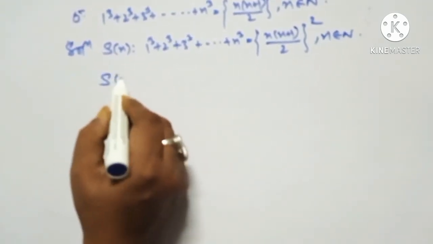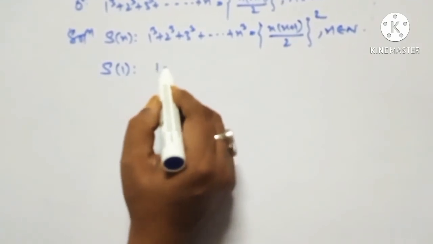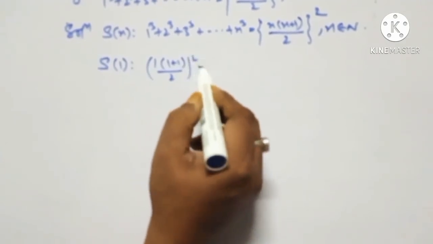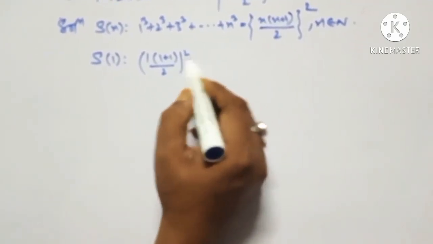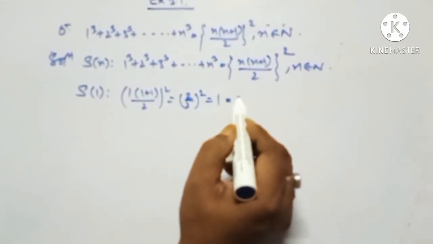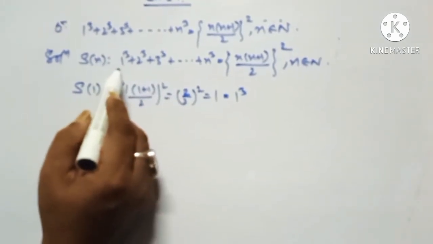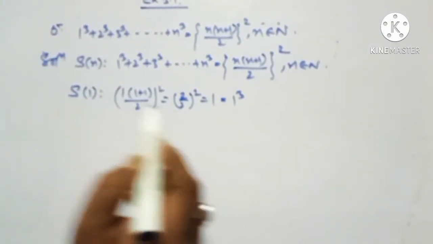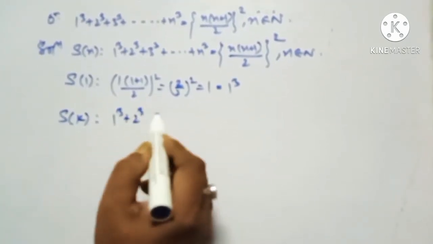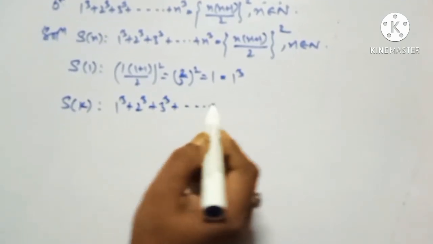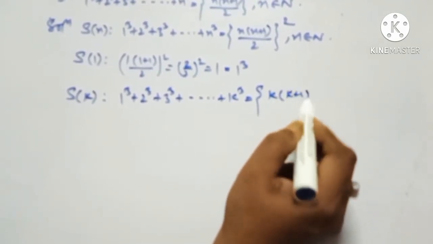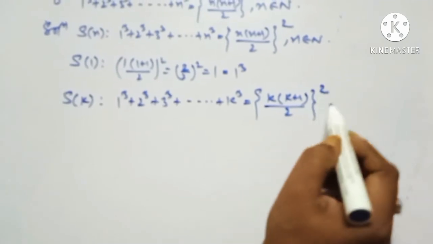So first of all I am going to try for 1. Here 1 into 1 plus 1 by 2 the whole square is equal to 2 by 2 the whole square, which is equal to 1, which I can represent as 1 cube. So my first term is 1 cube, therefore S1 is true. Now I am going to Sk: 1 cube plus 2 cube plus 3 cube plus dot dot dot plus k cube is equal to k into k plus 1 by 2 the whole square.